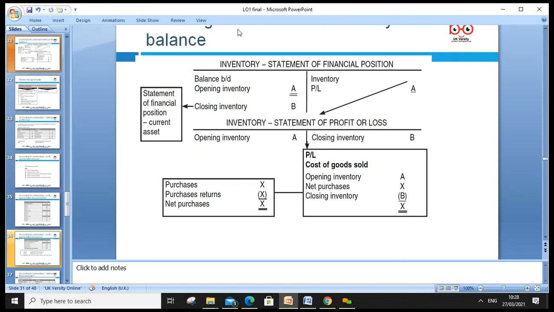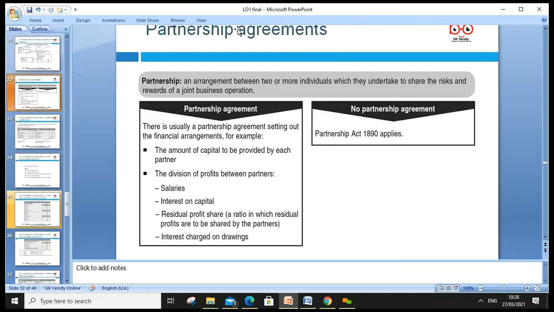Inventories, adjustments, balance carried down. So when you transfer figures, you can close off your T accounts. That's what we carry on doing in accounts.